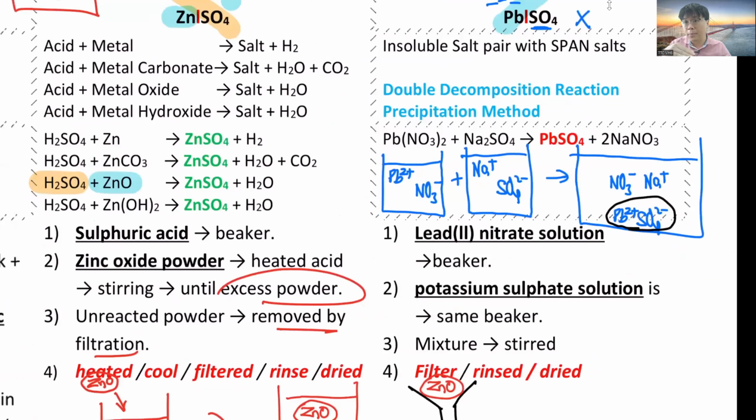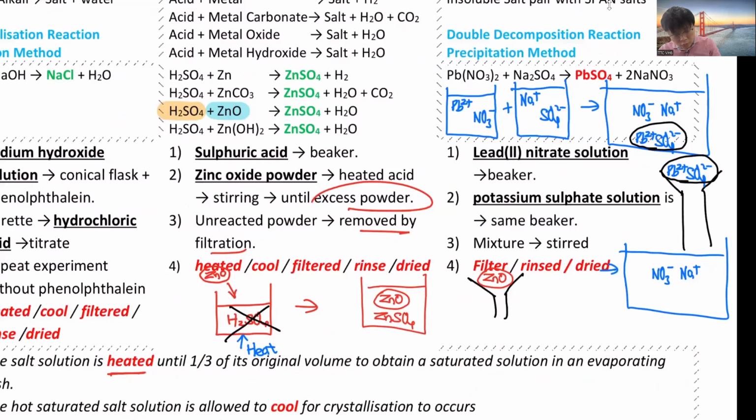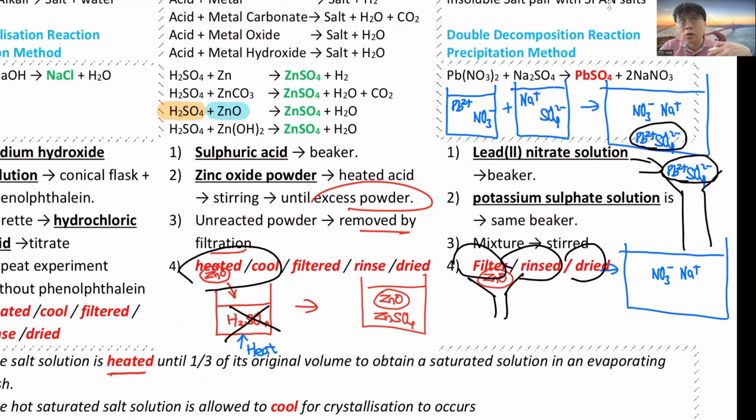And then because our aim is to prepare PbSO4, so very simple now, you just filter. No need to do anything, just filter this solution. After you filter, the PbSO4 is insoluble, it will become a residue. The remaining part will be the sodium nitrate. This time only filter. You rinse, wash, then dry. So if soluble salt, you do heat and cool so that the salt crystal comes out. For the insoluble salt, already in solid state, so you just filter out, rinse it, and then dry it.